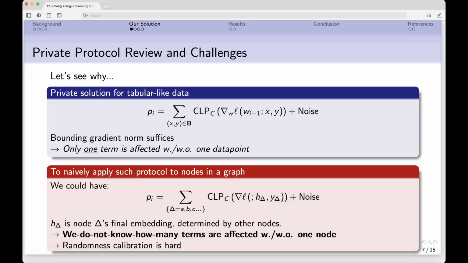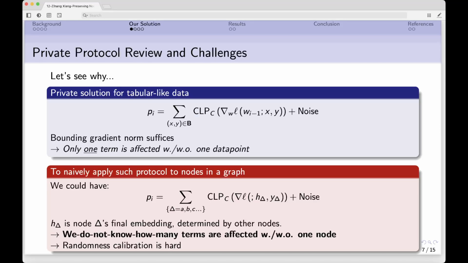For a tabular-like dataset where each single data point is independent from each other, this equation shown in the upper block, the DPSGD protocol, works perfectly fine. Here, in the summation, we clip each gradient of sampled data points and add calibrated random noise. So if one data point was removed from or added to the dataset, we know that only one term is affected in the summation, which means the L2 sensitivity is just the clipping threshold C.